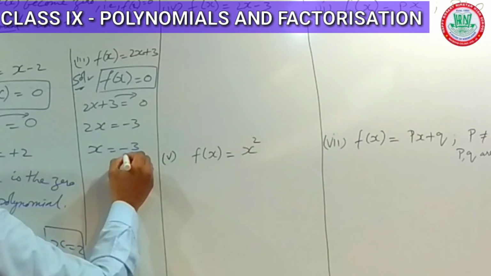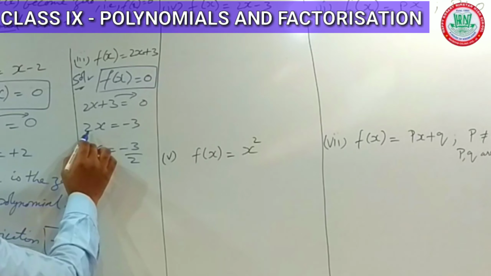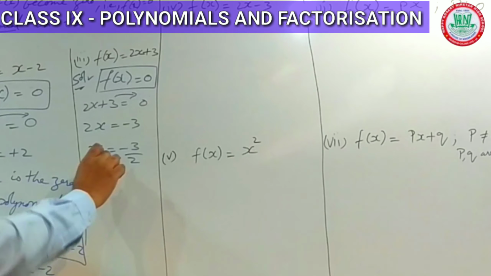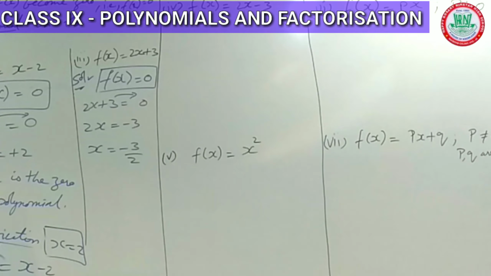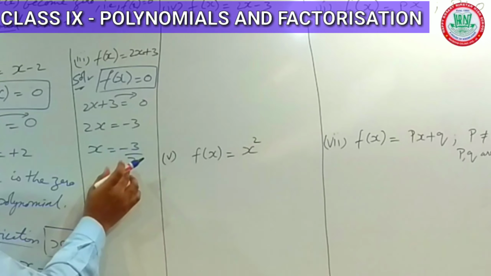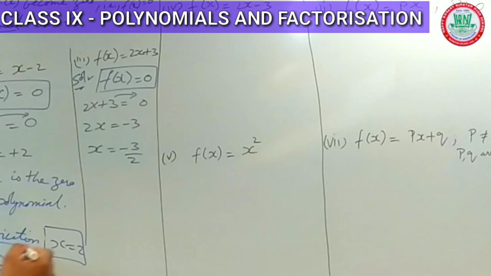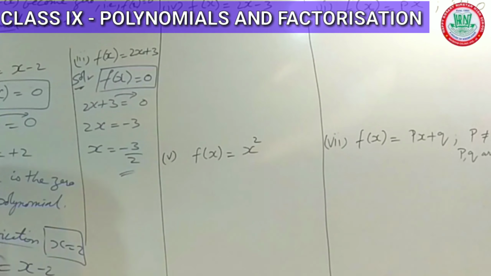This 2 goes outside, divided by 2. Because it is in multiplication, it goes outside and comes to the denominator side. Here plus goes outside and becomes minus. Here multiplication, 2 into x, 2 goes outside and comes here to the denominator side. Okay, any doubt here? So we got x is equal to minus 3 by 2.